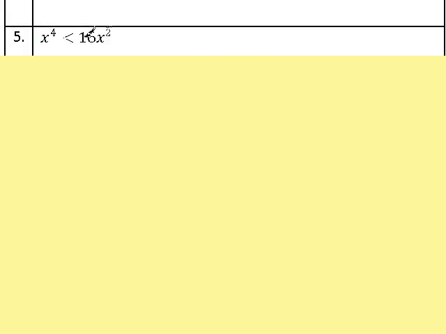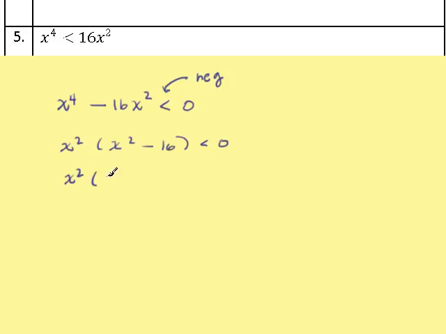All right, let's get 0 on the right-hand side in number 5. Let's rearrange this, x to the 4th minus 16x squared less than 0. Okay, so here again we want just negative, not 0, just negative. Okay, factor out x squared. And let's factor again: x plus 4, x minus 4.